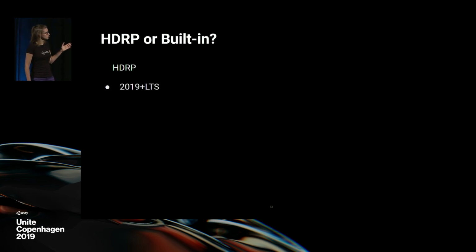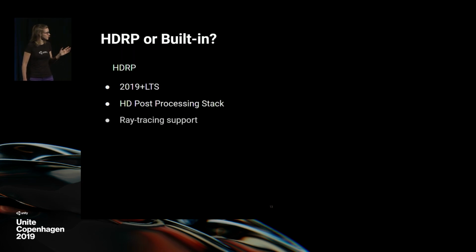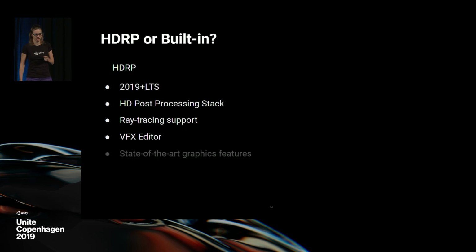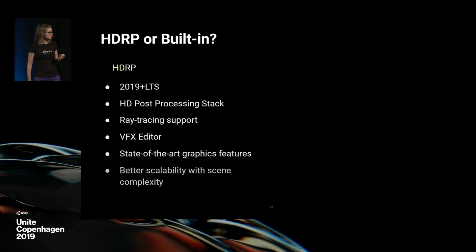So HDRP supports 19 LTS and above. Great. It comes with its own post-processing stack, a high-definition one, which is great, honestly. It comes with ray tracing support, a VFX editor, state-of-the-art graphics features, and of course, if you have really complex scenes, HDRP will scale better than the built-in rendering pipeline.